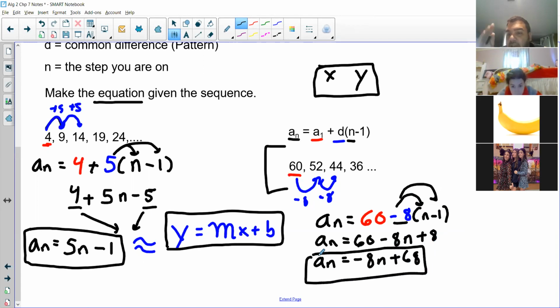If you wrote 68 minus 8n, you still get it correct. It's just preference. Again, I'm so used to y equals mx plus b, so I try to put my variable first. But there's nothing wrong with putting 68 minus 8n.